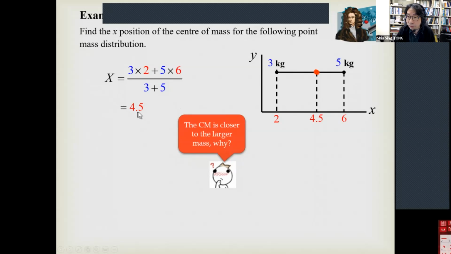Okay, so when you put in all these numbers, you find that the position x of the center of mass is 4.5. Now obviously you will find the center of mass closer to the heavier mass. It is closer to the 5 kilogram mass than the 3 kilogram mass. Because the center of mass is a weighted mean, if you have a higher mass, then you carry more weight. So the center of mass will be getting closer to the mass with the heavier weight.